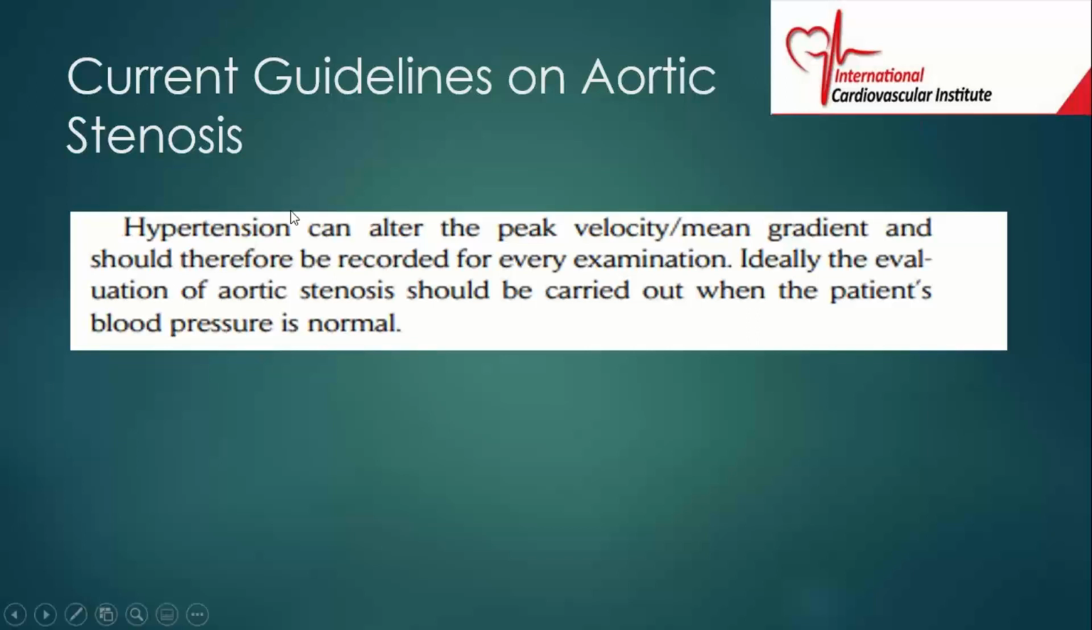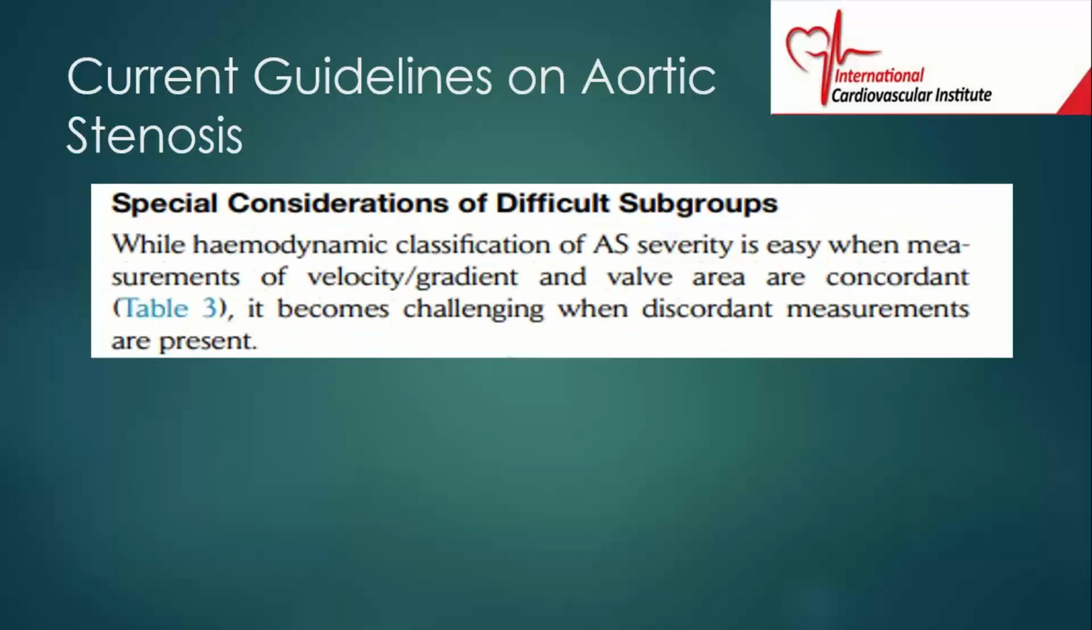The velocity of flow across the aortic valve can be reduced, and hence the gradient. So whenever you are doing these assessments of the aortic valve, you should get the blood pressure, and you should make sure the blood pressure is controlled. If it's not, then you're supposed to control the blood pressure, bring the patient back, and then do the study.